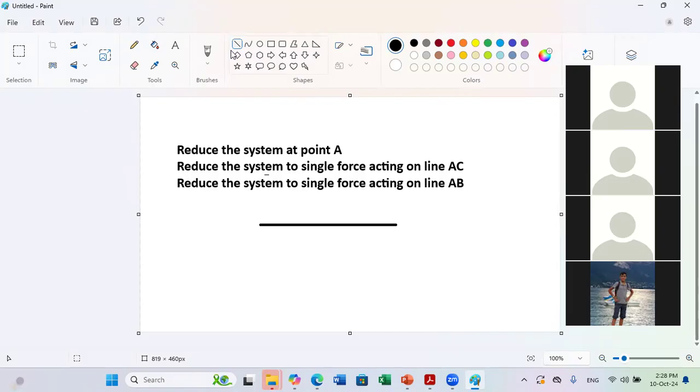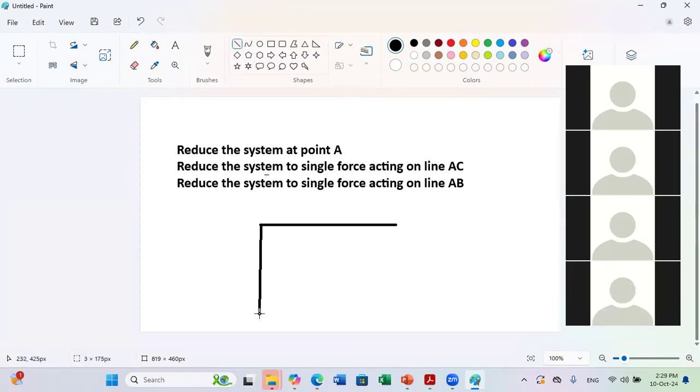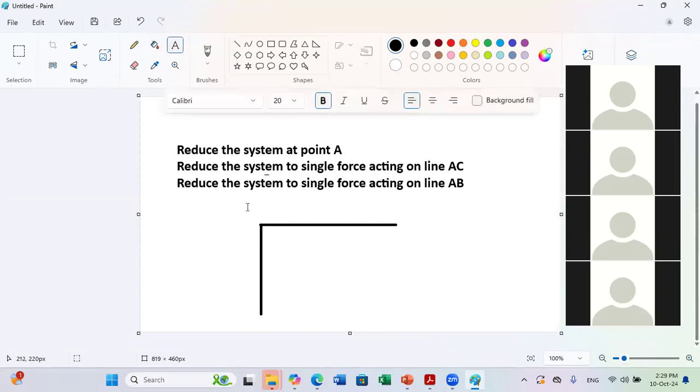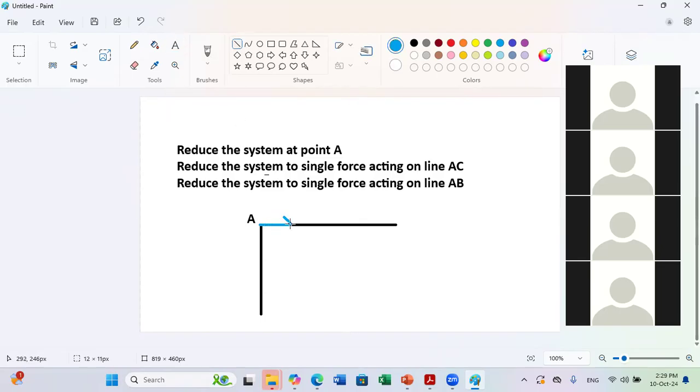Yes, we can. Okay, so I added two questions. I said reduce the system first at A. Then reduce the system to a single force on AC. Then reduce the system to a single force on AB. The first step was to reduce at A. When we did the reduction at A, we got the following. We got a force in X. We get a force in Y.